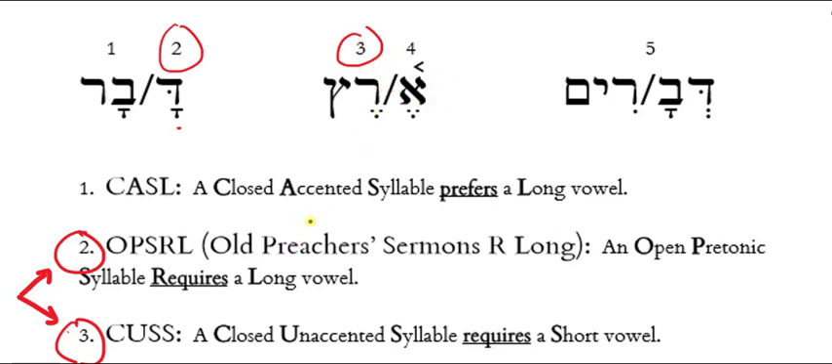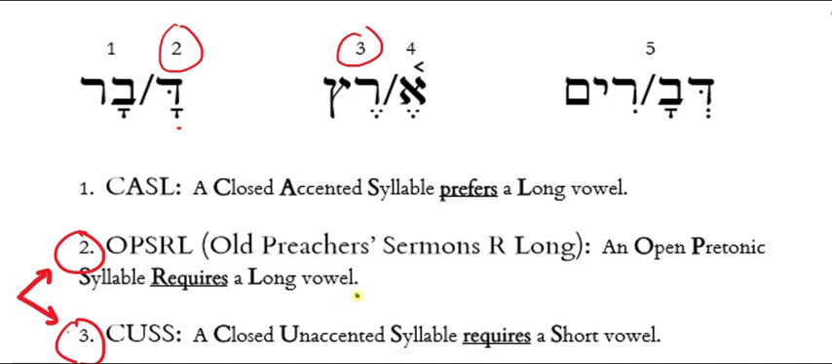And here are the rules. OPSRL is just a mnemonic device. It's an acronym. I'm using the mnemonic device, Old Preacher Sermons Are Long. As many of us, if we grew up attending church or visiting church once in a while, it always seemed like the older preachers had very long sermons. Anyhow, Old Preacher Sermons Are Long should help us remember the OPSRL. Now, what that really stands for is this rule: an open pretonic syllable requires a long vowel. An open pretonic syllable requires a long vowel.